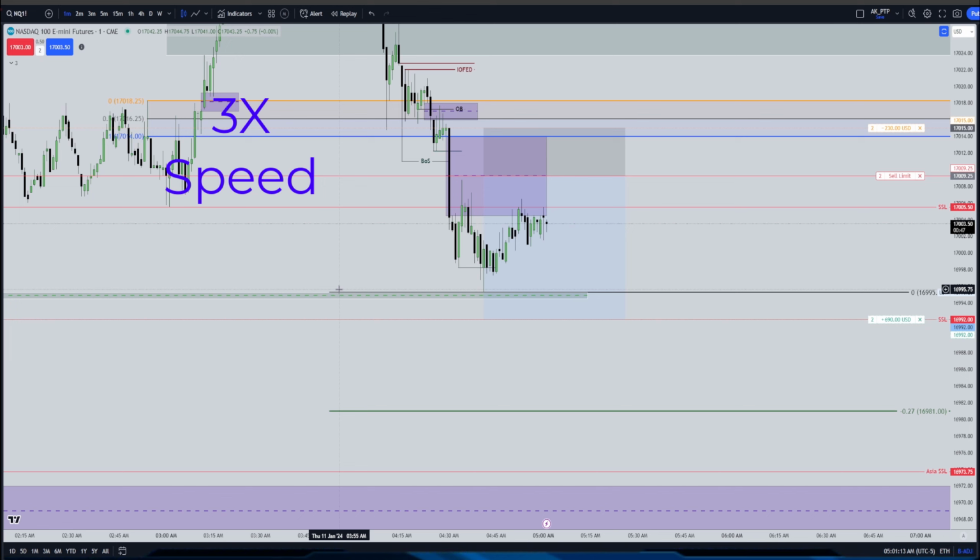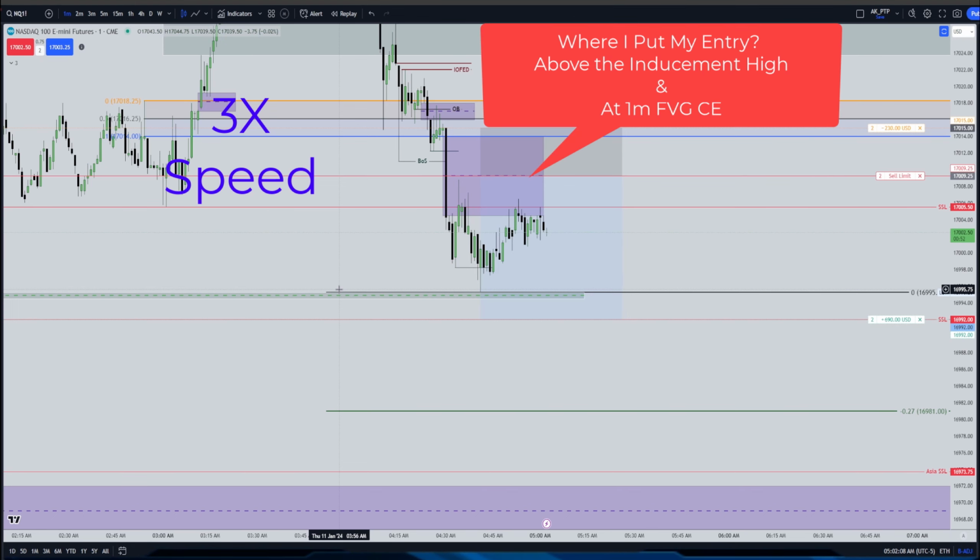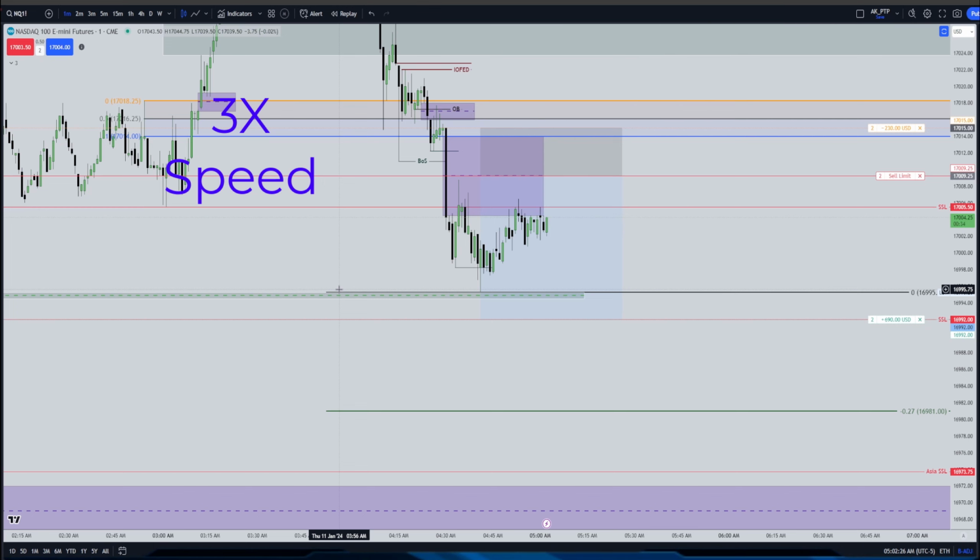Okay, so in this case you can see I have an entry placed at a certain level. Which level is that? It is inside of a 1 minute fair value gap. The CE level is over there, and also there is that swing high that I usually call inducement. You will see me writing that later on, but since I was trading on my funded account or live account, usually this is how I look into the chart.